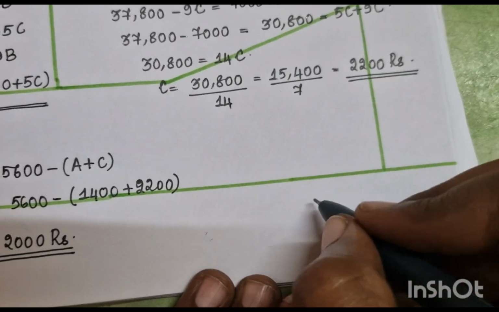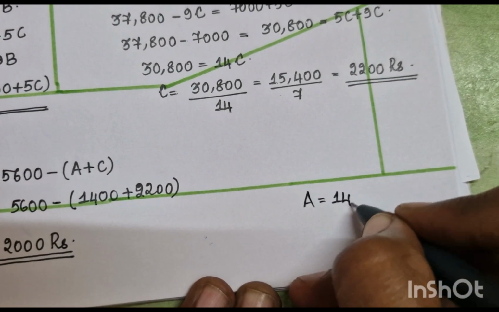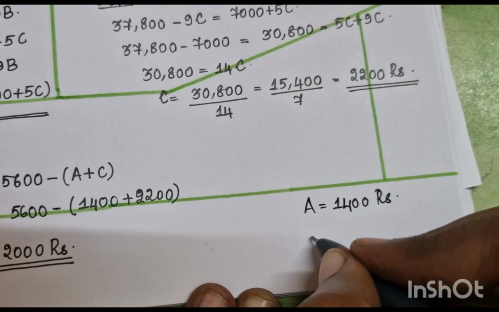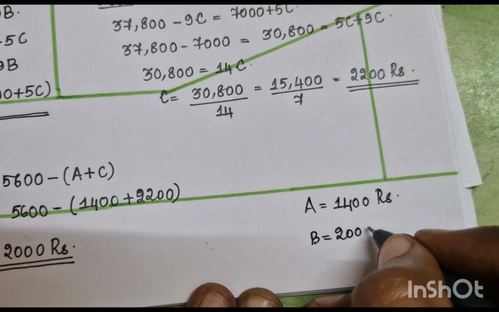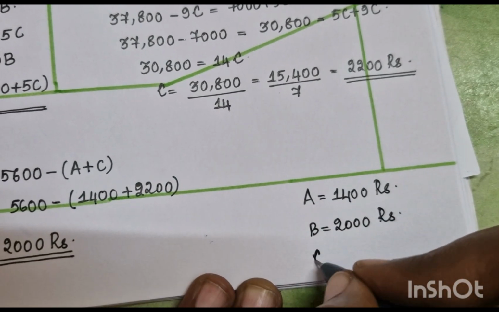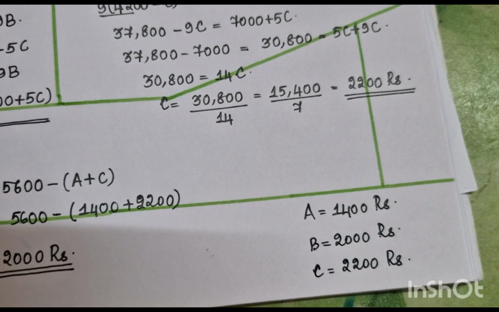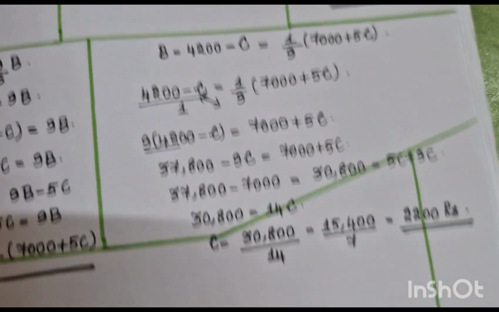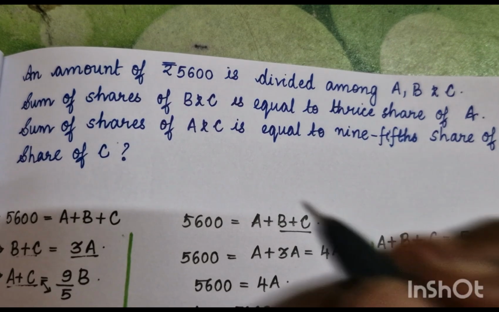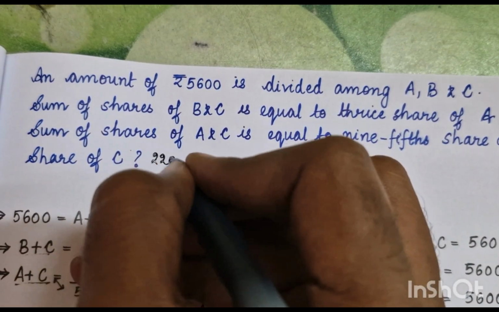So A is equal to 1,400 rupees. B is equal to 2,000 rupees. C is equal to 2,200 rupees. So the question asks for the share of C: 2,200 rupees.